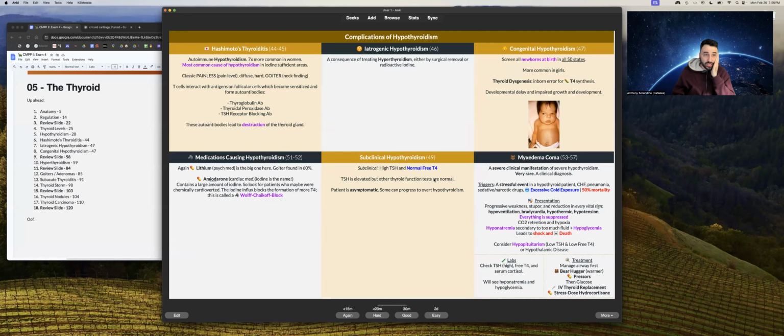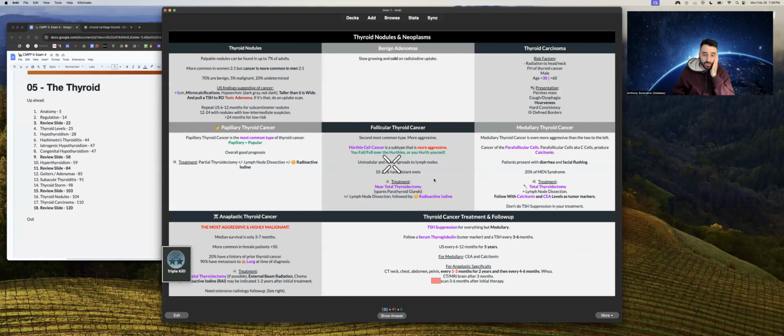So this is the most common cause of hypothyroidism. We're going to have a painless hard goiter. This is autoimmune that are destroying your thyroid gland. You don't want that. All right, still on this anaplastic.